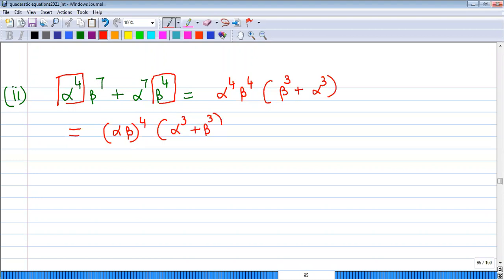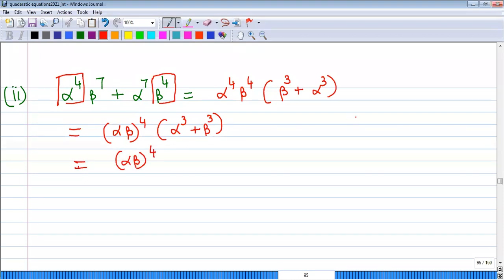Because beta cube plus alpha cube is same as alpha cube plus beta cube using commutative law or commutative property axiom. That's why it's very interesting. Alpha cube plus beta cube are called symmetric functions. Why do we call symmetric functions? Means if you replace alpha by beta, beta by alpha, the value will not change. That is the logic. So now alpha beta to the power of 4, alpha cube plus beta cube, and alpha beta all to the power of 4 write down as it is.